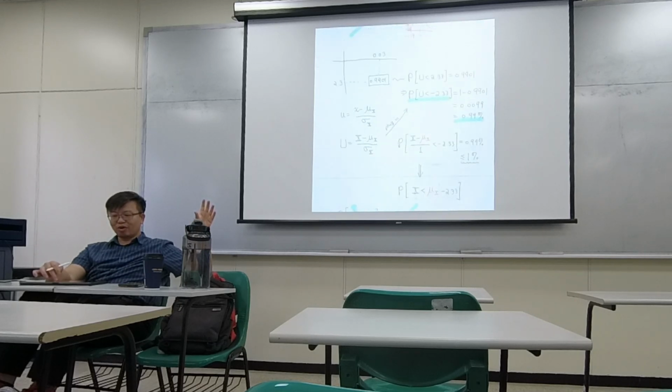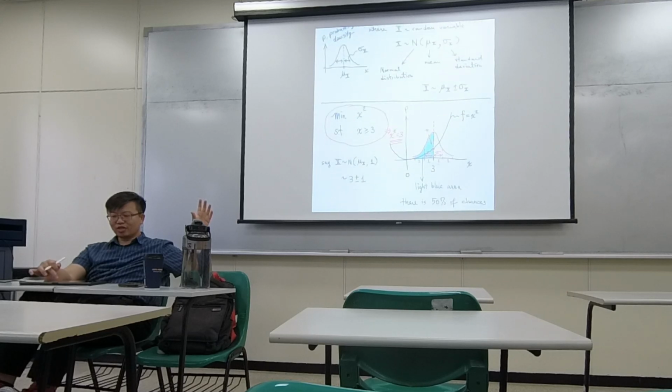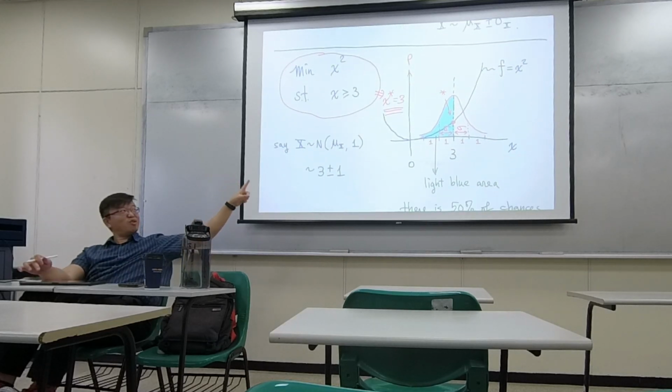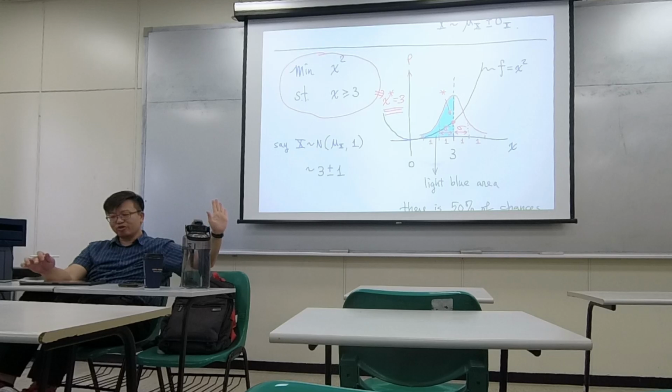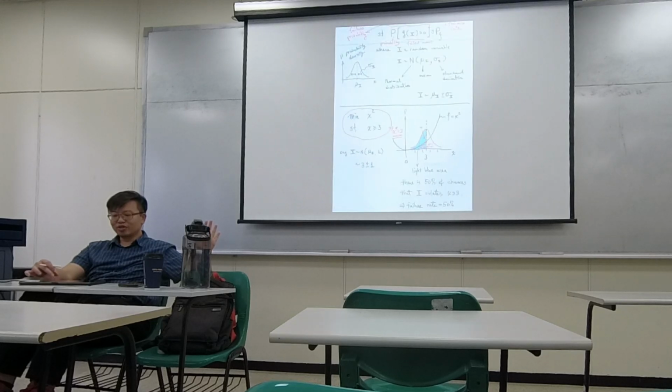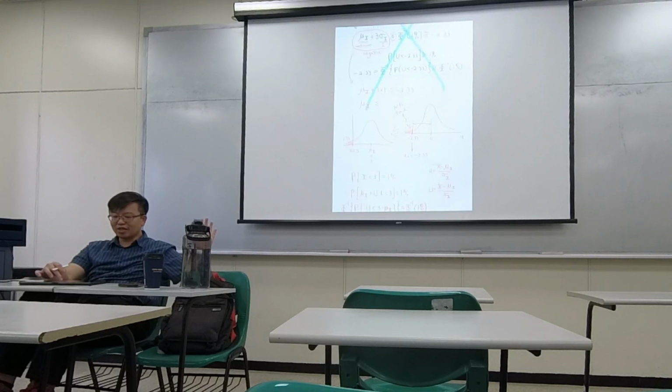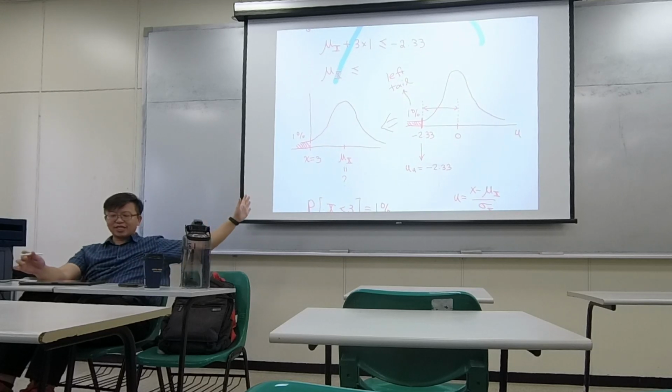The original optimal solution is right here. This is the original one. My optimal is right at 3, which is not safe. I should move the mean value toward the right, but I don't know how far I should move. So based on this standard normal distribution, I realize that in the U space, when this cutting point right here is negative 2.33, I know the left tail is 1%. So how about the original space?